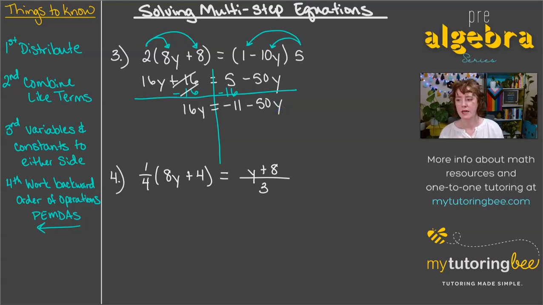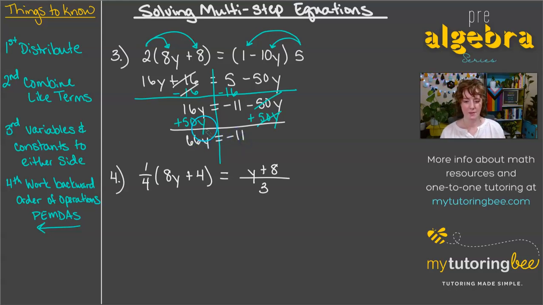All right, and so since I got rid of the constant on the left, now I need to get rid of the variable on the right. So I'm going to add 50y to both sides of the equation, add 50y. All right, that's going to cancel out over here on the right, leaving me with, let's see, this would give me 66y equals negative 11.